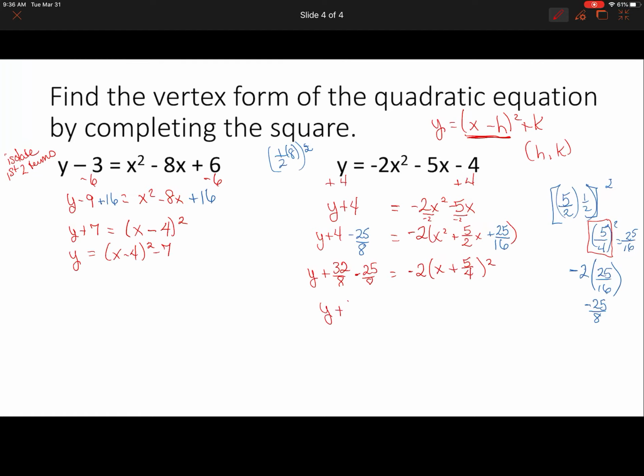Y plus 7/8 will be equal to a negative 2 times the binomial x plus 5/4 squared. To get the y by itself, we will subtract 7/8 from both sides, and there is our parabola, our quadratic equation in vertex form.